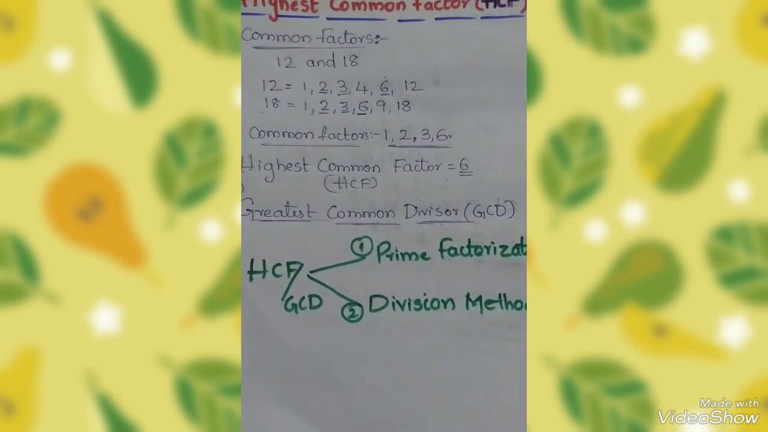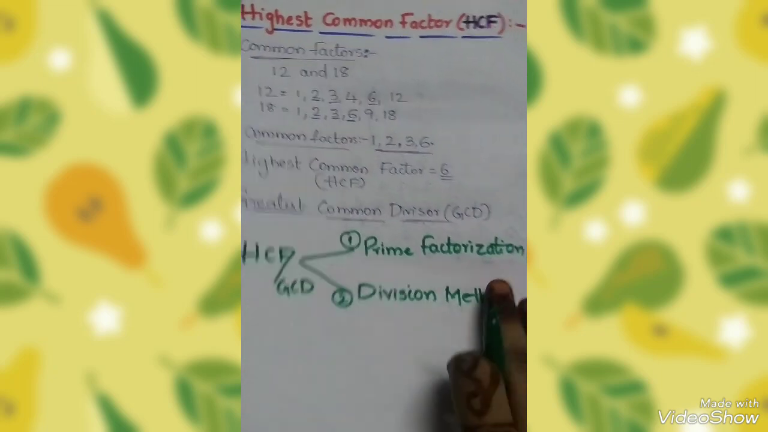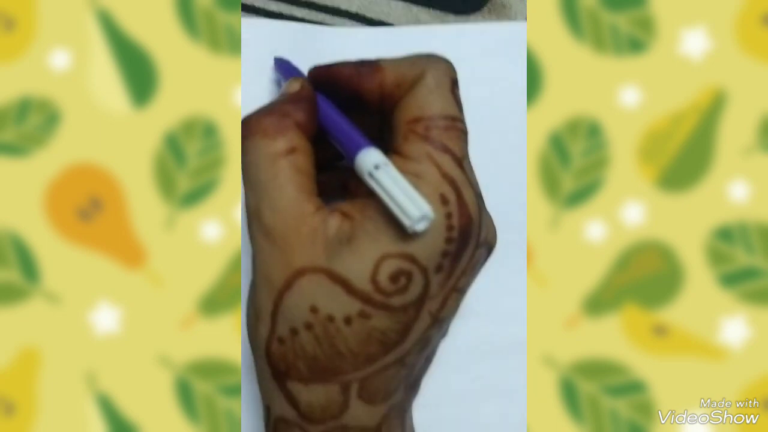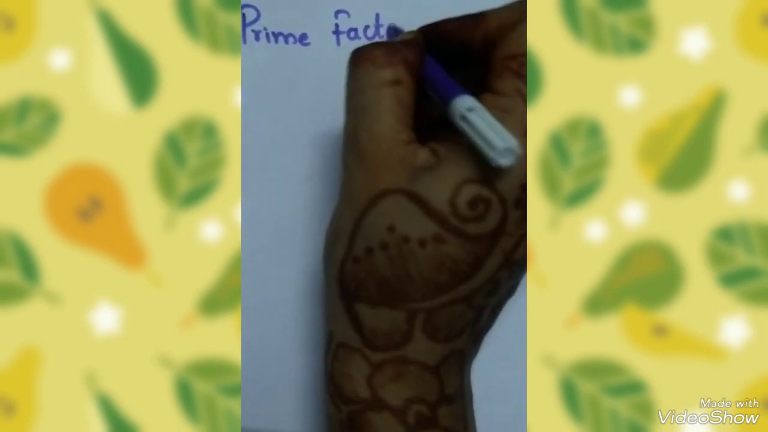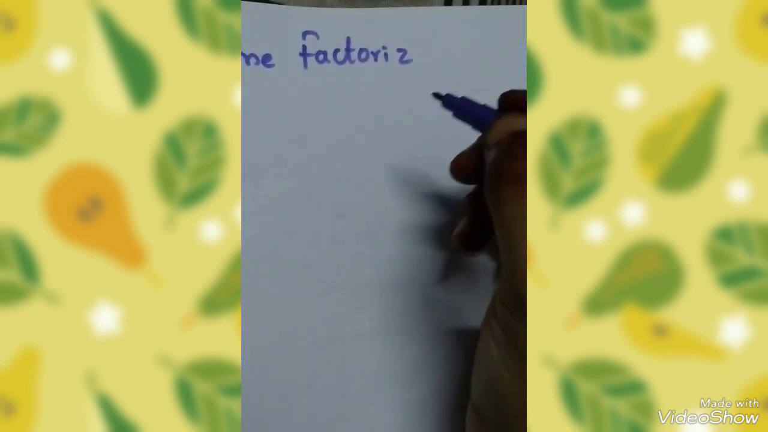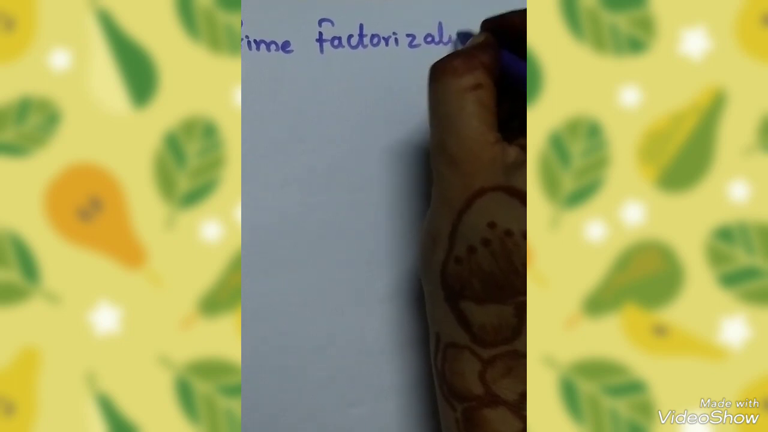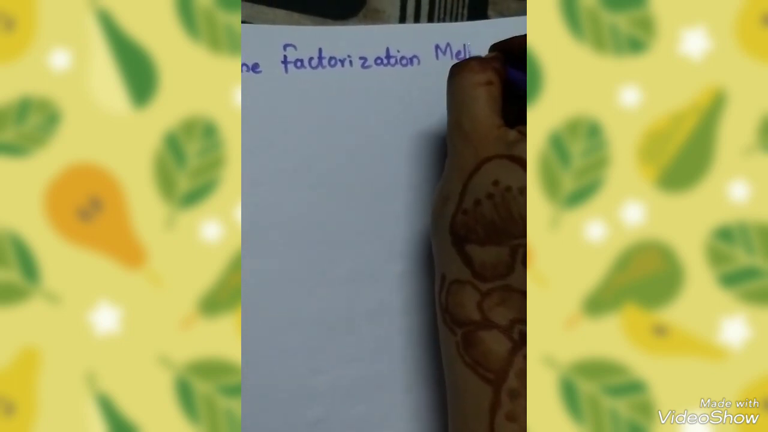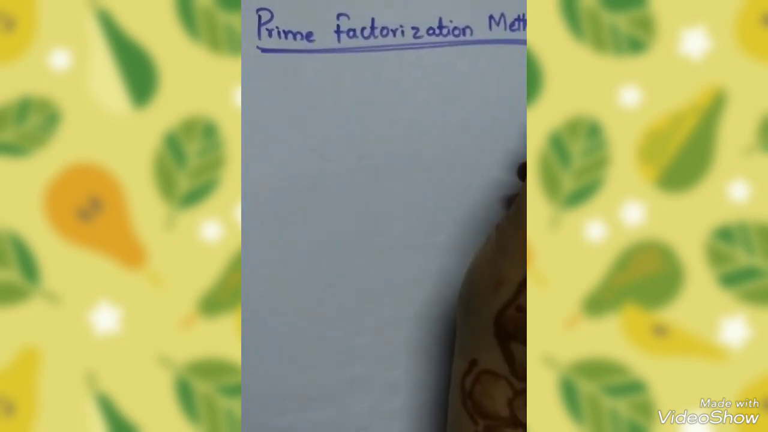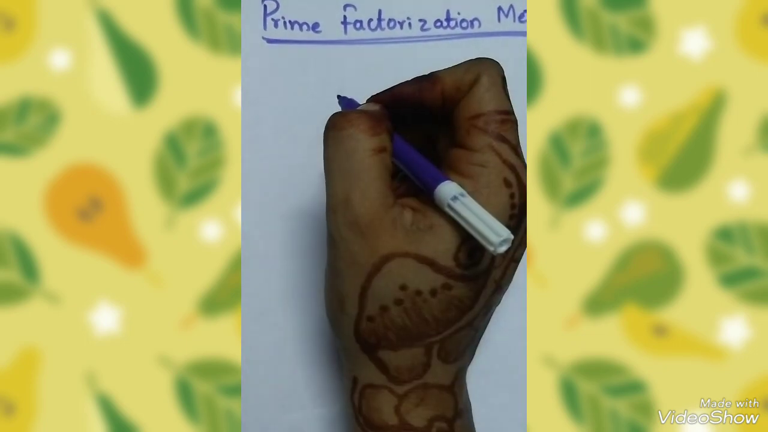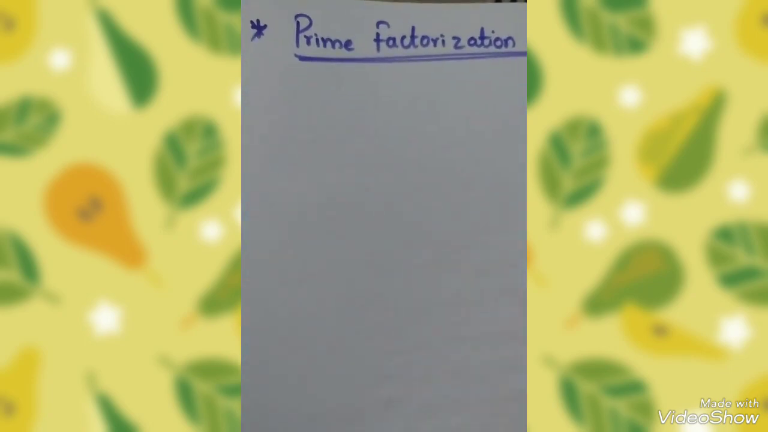Okay, how I will show here. See children, the method of finding the highest common factor of two or more numbers: prime factorization method. In this method, same as prime factorization, we have to find factors by using prime numbers. First I will show an example.